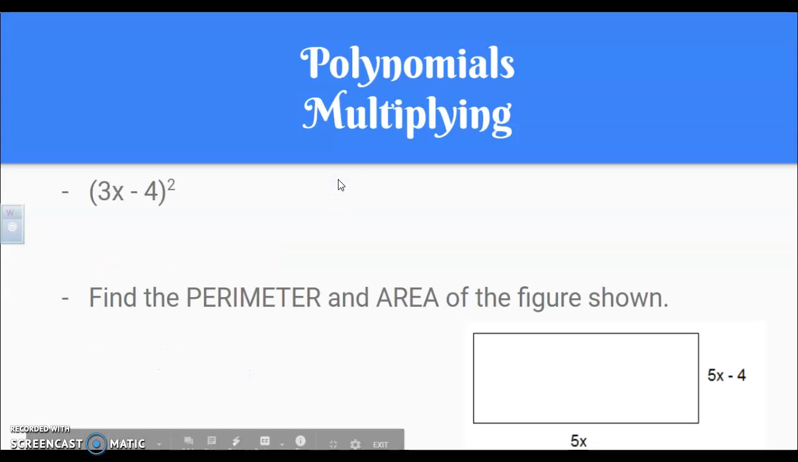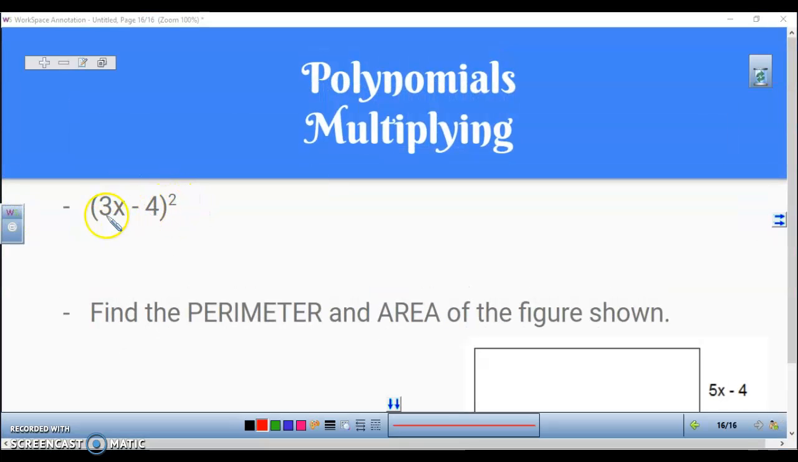3x minus 4 in parentheses squared. A lot of people miss this on the practice. Remember, if it is squared, dealing with the entire set of parentheses, this whole quantity, we're going to scratch that out and we're actually going to write the binomial 2 times. Now you could FOIL, box, double distribute. I'm going to go ahead and double distribute here.